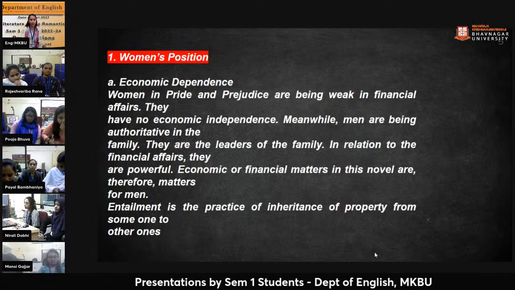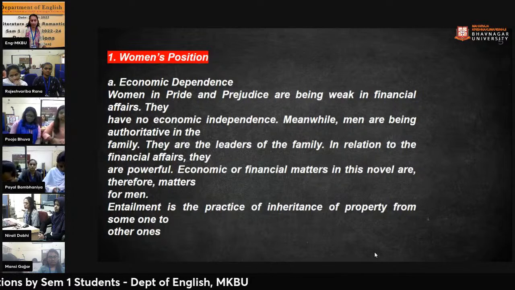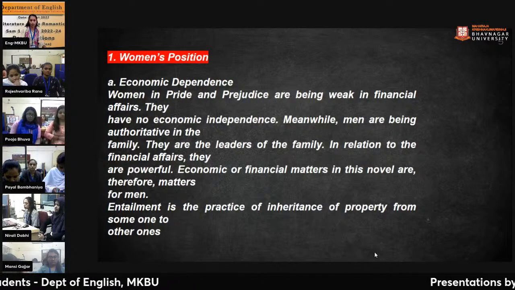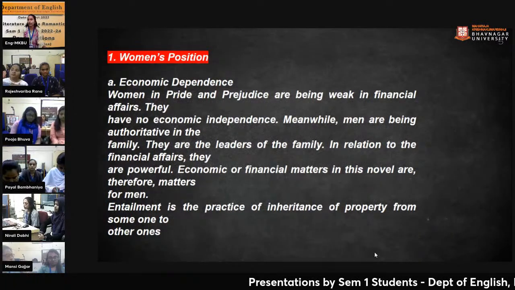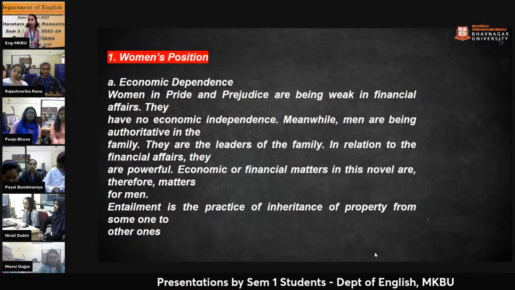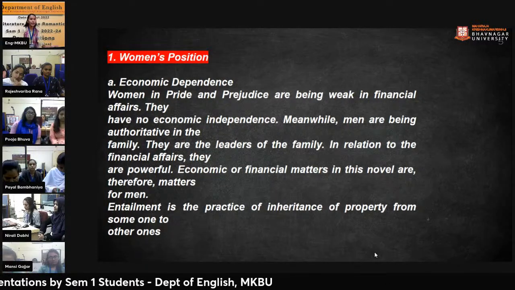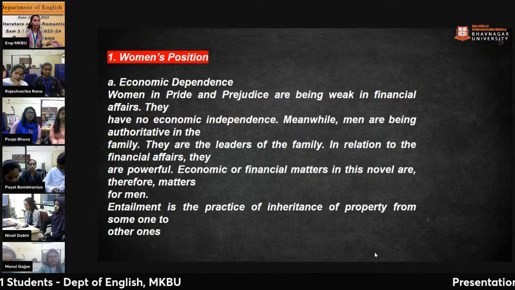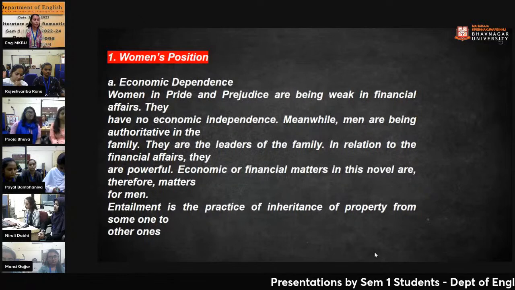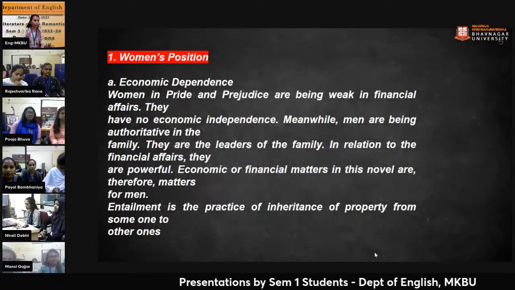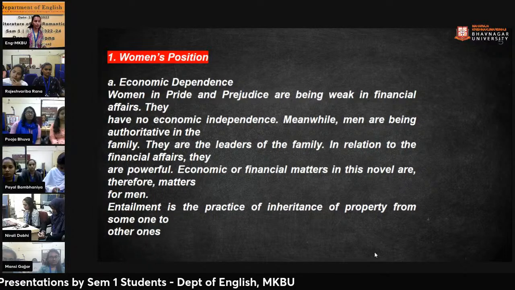Entailment is the practice of inheritance of a property from someone to the other ones. In that time, women are not able to be independent economically. She depends on her father and after a marriage she depends on her husband. She is not able, in society, to be economically independent.